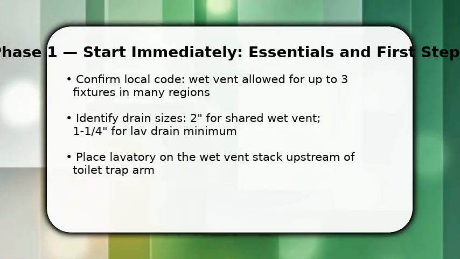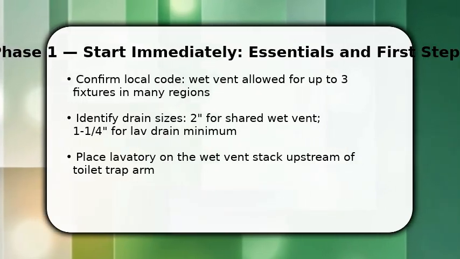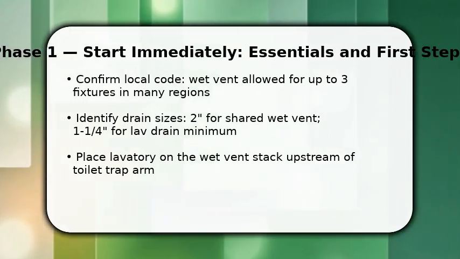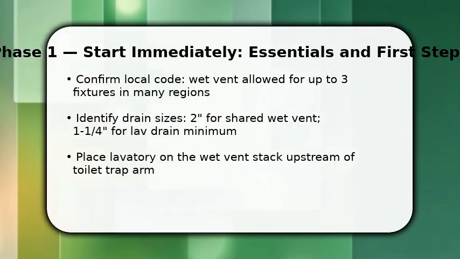You begin by confirming the code and laying out fixture order. This is critical because wet venting relies on flow direction. Tie the lavatory into the vertical stack upstream of the toilet so wash water helps ventilate.